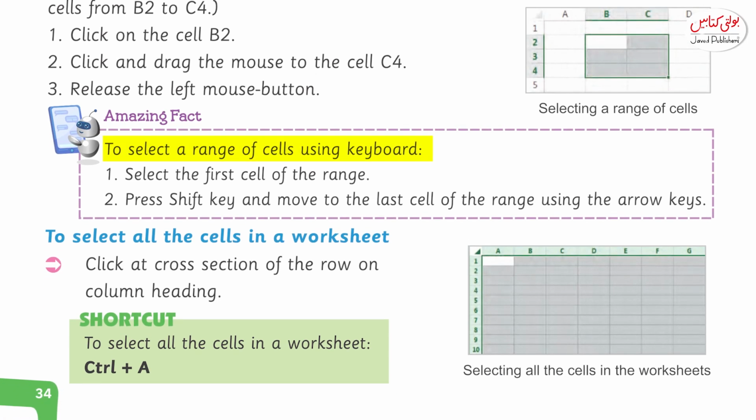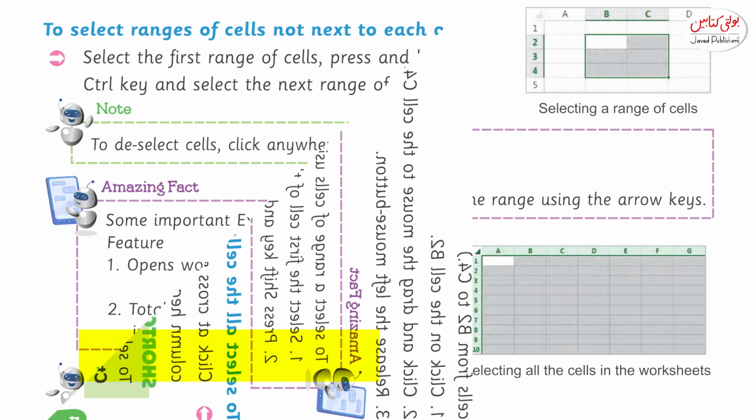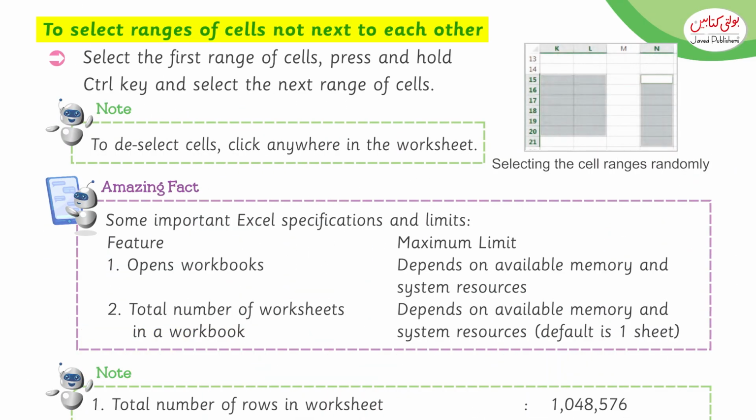To select a range of cells using keyboard, select the first cell of the range. Now press Shift key and move to the last cell of the range using the arrow keys. To select all the cells in the worksheet, click at the cross section of the row and column heading. And the shortcut key to select all the cells in a worksheet is Ctrl plus A. To select ranges of cells not next to each other, select the first range of cells, press and hold Ctrl key and select the next range of cells. To deselect cells, click anywhere in the worksheet.